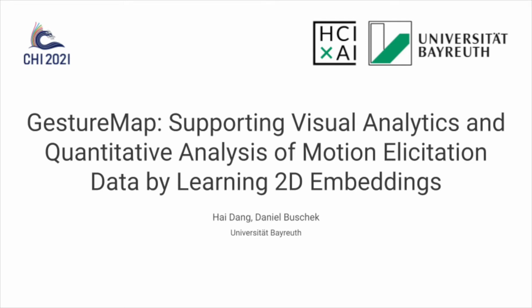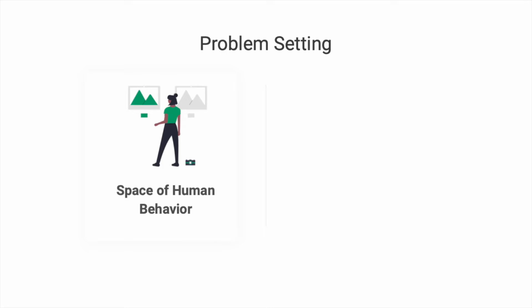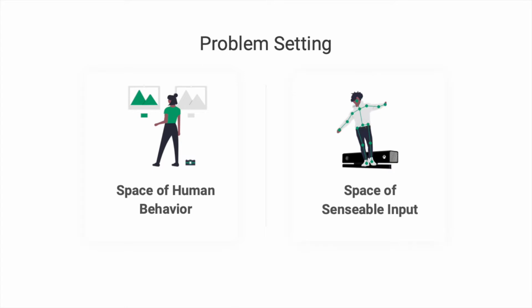Welcome to the short paper review, where we demonstrate our interactive gesture map for the visual analysis of motion gesture data. Designing interactive systems usually involves the exploration of at least two high-dimensional spaces. On the one hand, we have the space of human behavior, where we are, for example, interested in comfortable motion ranges. On the other hand, we have the space of sensible input, where we are interested in, for example, tracking up to X body joints in 3 dimensions.